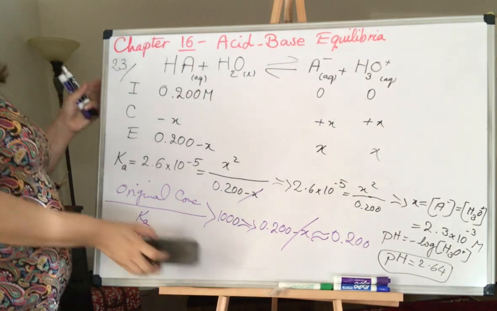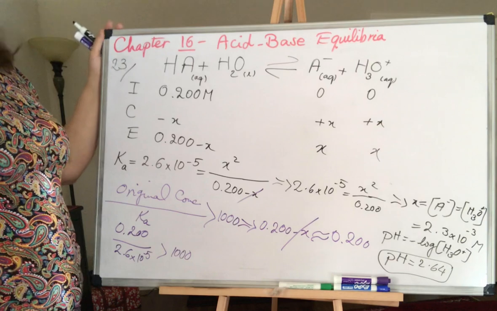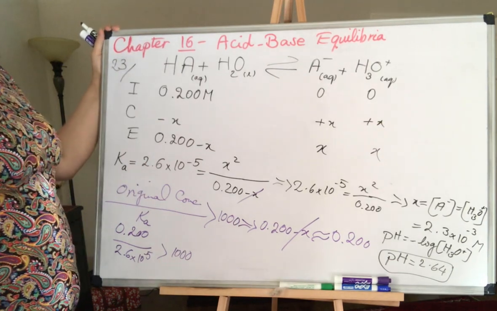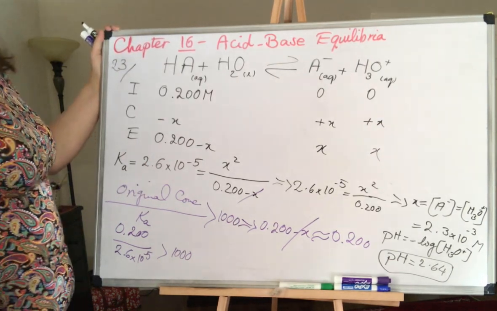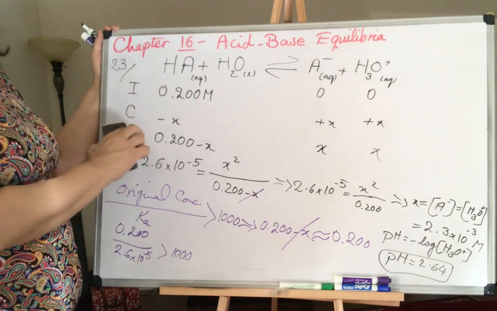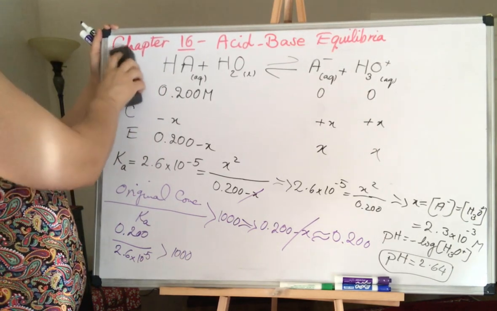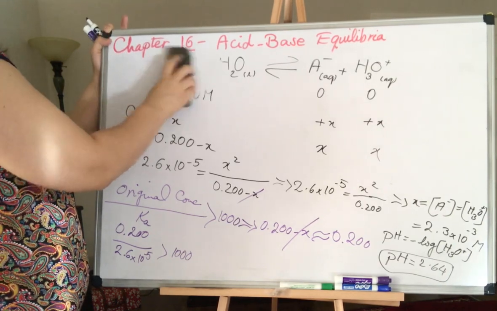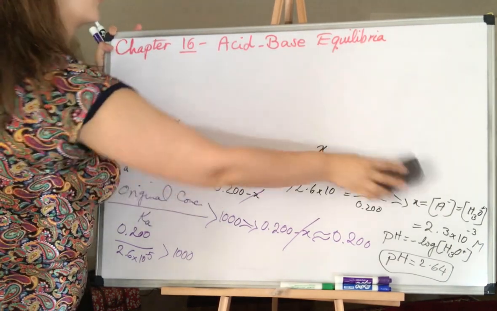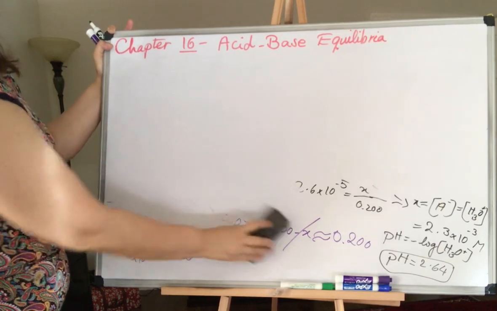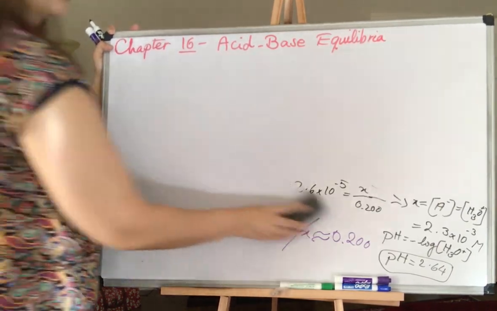Okay. The examples we worked on so far were about the monoprotic acid, when your acid just had one ionizable hydrogen or proton. But what if your acid has more than one ionizable proton? What should we do?